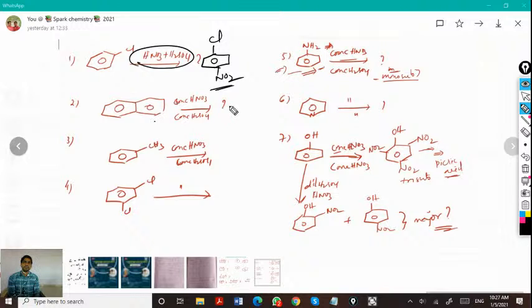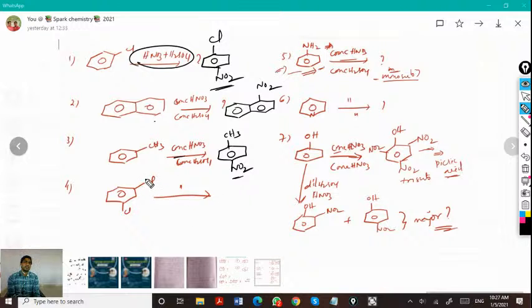So if it is naphthalene, this is also going to nitrate. So NO2 group is going to add at alpha positions generally. Okay, so methyl group is also a weak activating group, so it is going to direct ortho and para. So para nitrotoluene is going to form.